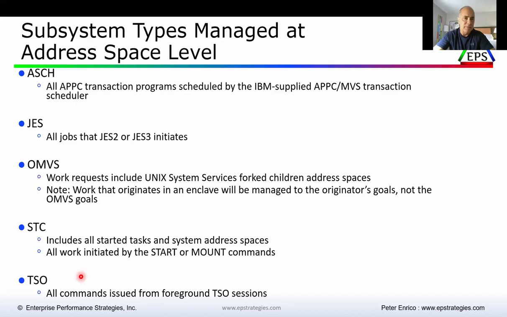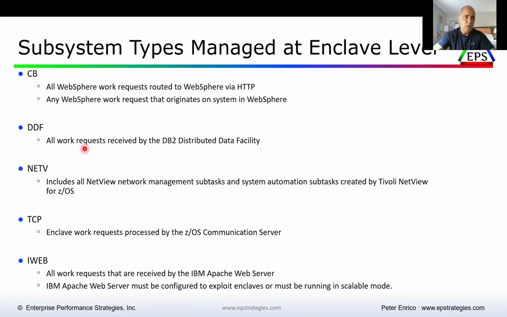I do want to point out that from an address space point of view, most of you are interested in JES, which of course is our batch, OMVS, which is forked children, STCs, which are started tasks, and TSO, which is TSO users. Not a lot of people use APPC, which is the ASCH, these days. When we talk about managing things at the enclave level, the most popular ones are CB if you're using WebSphere, DDF for DDF transactions, NETV for NetView, which many of you have, TCP for IPsec, and iWeb. That's mostly what you're going to be doing.